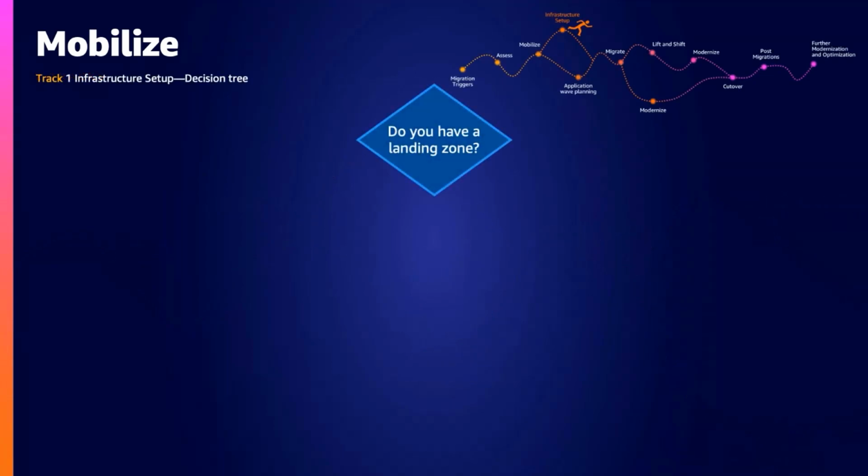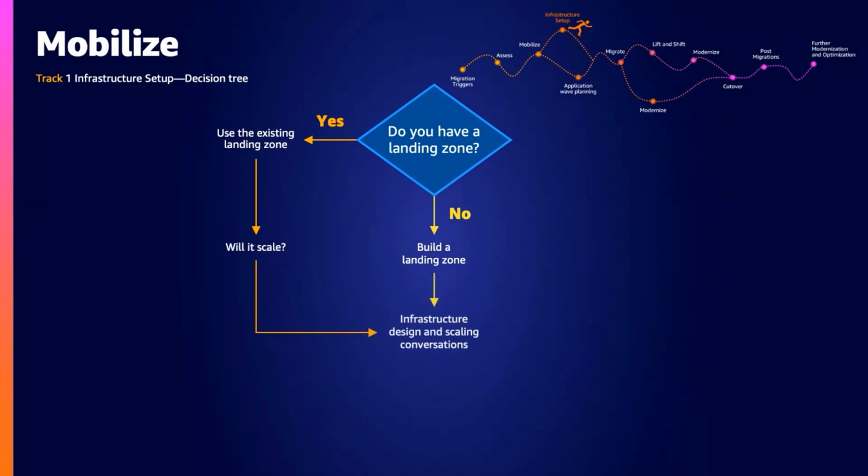So let's go deeper into the infrastructure setup. Let's start with this question: do we have a landing zone or the AWS infrastructure setup that is needed to host your applications? If the answer is no, then we essentially are going to go and build one. But if the answer is yes, then the follow-up question is, is my landing zone robust enough to scale and handle additional workloads? This question is relevant both for a data center exit as well as a single application migration.